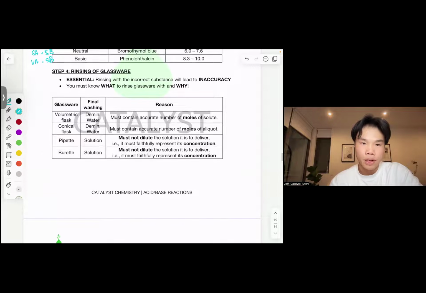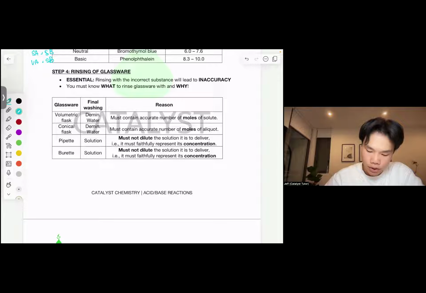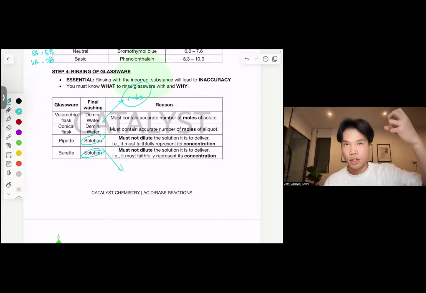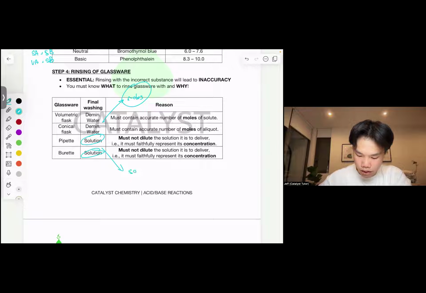Rinsing of glassware, you're going to want to use demineralized water for the volumetric flask and conical flask, because in these specific glasswares, the moles must be kept the same. It doesn't matter what the concentration is once the solution is in, you just need the moles to be accurate. And for the pipette and burette, you rinse these using a solution because they are transferring a specific concentration. The concentration must be known here. And so you cannot dilute these, you must rinse with the solution they contain.